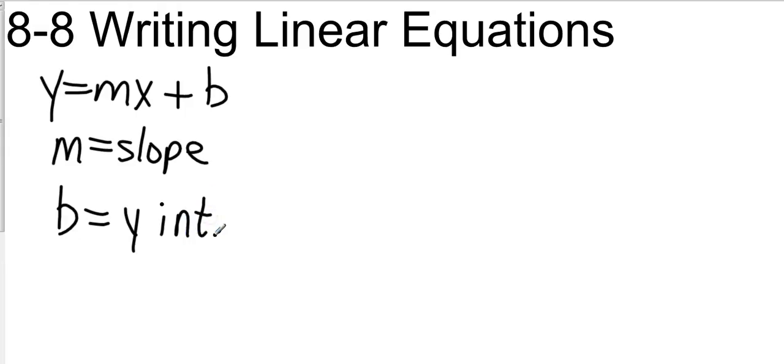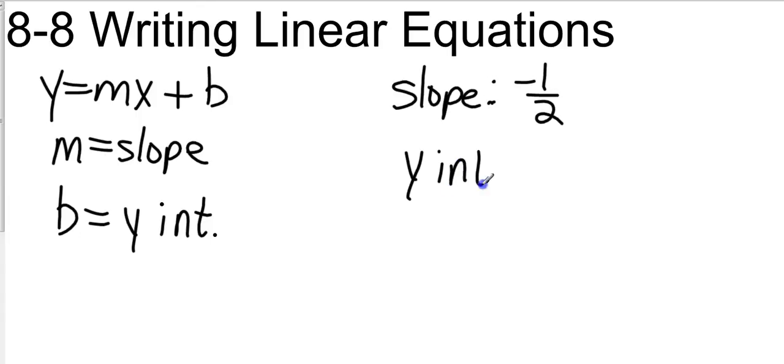So what you're going to see a little different today, than the graphing, is they're going to tell you the slope. And let's say maybe they tell you it's -1/2. And then they say that the y-intercept is 2. And what they want you to do is take these two pieces of information and put it in y equals mx plus b form.